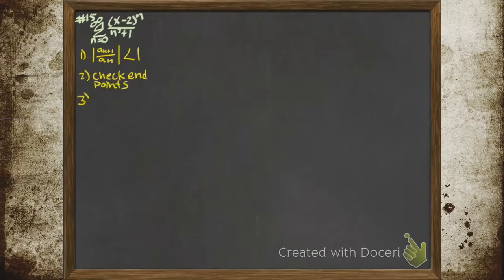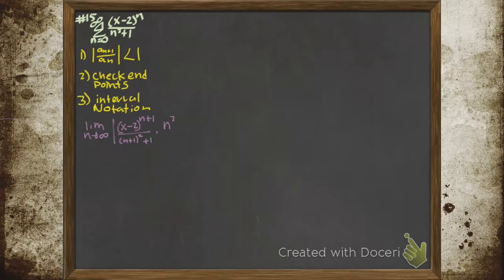So we have a game plan. Step 1, use the ratio test, let it be smaller than 1, and solve that. Step 2, you check the endpoints. Step 3, you write it in interval notation.